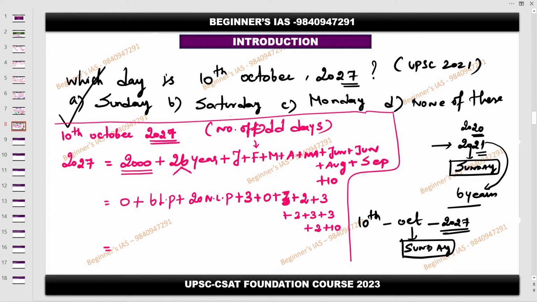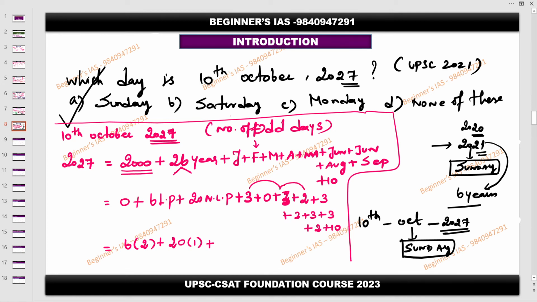Now listen carefully. 1 leap year contains 2 odd days. Here totally 6 leap years are there. Therefore, I am multiplying 6 into 2. 1 non-leap year contains 1 odd day. Here totally 20 non-leap years are there. Therefore, I am multiplying with the 20. Then how many odd days here? 6.